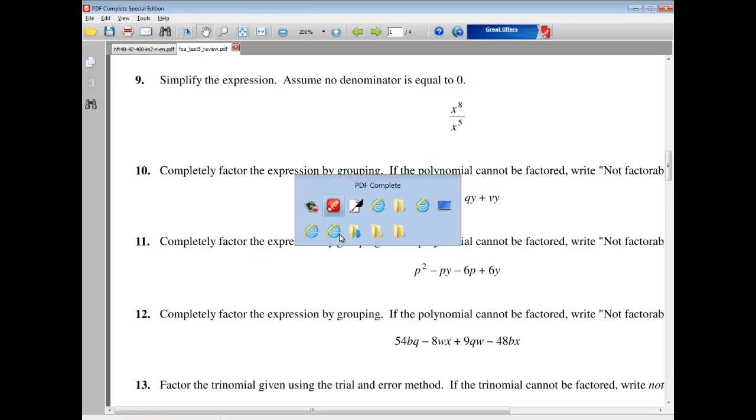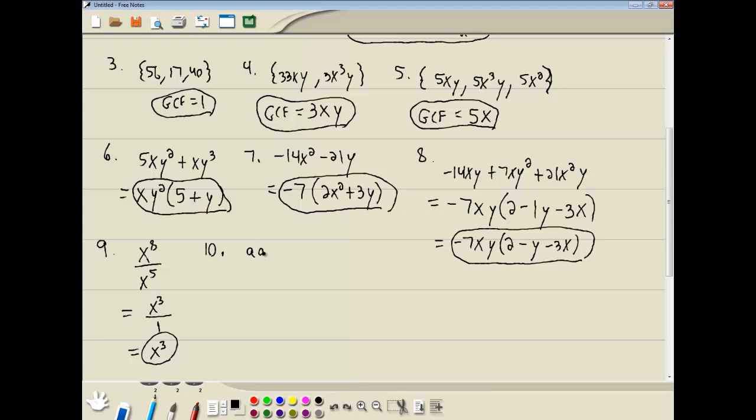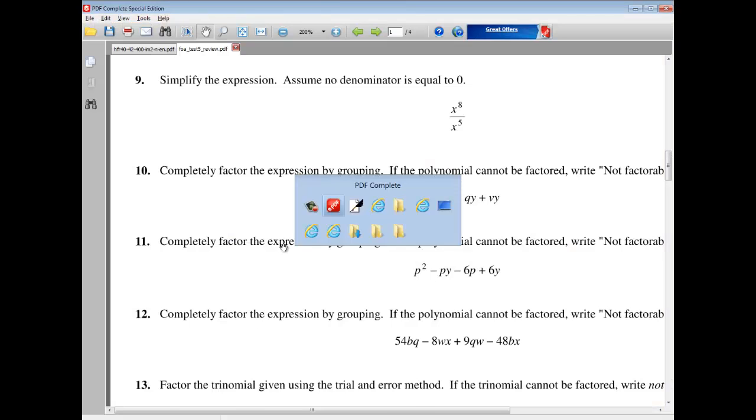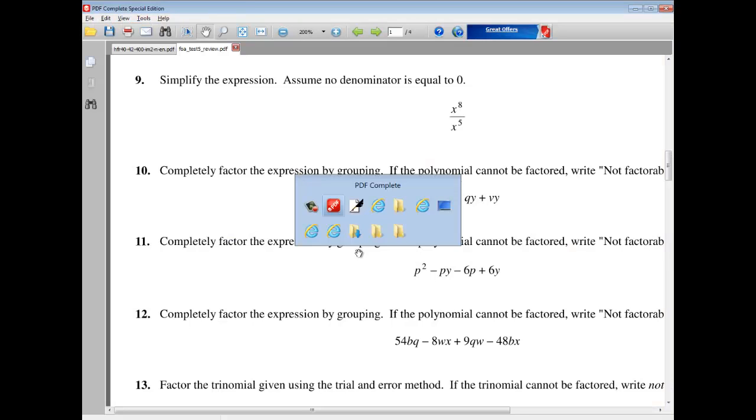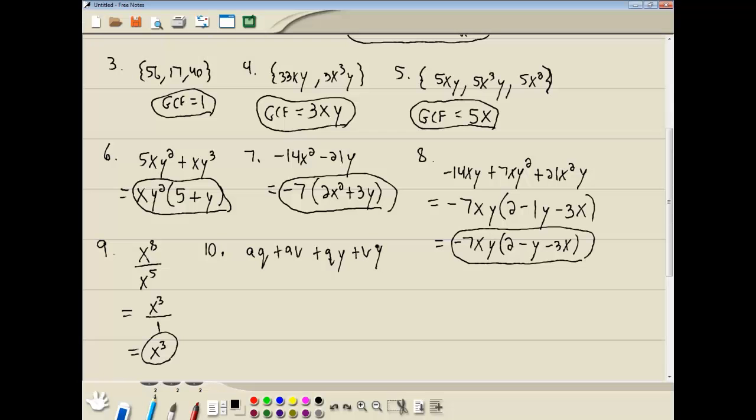Okay, number 10. We got AQ plus AV plus QY plus VY. I'm ignoring the instructions. We just start going down through our methods. GCF, well, all four terms don't have anything in common. Some have A's, some have Y's, some have V's, but all four terms don't have anything in common. Our next method is grouping, and you use grouping when you have four or more terms. So based upon how this looks, I don't have any choice. We have to use grouping.